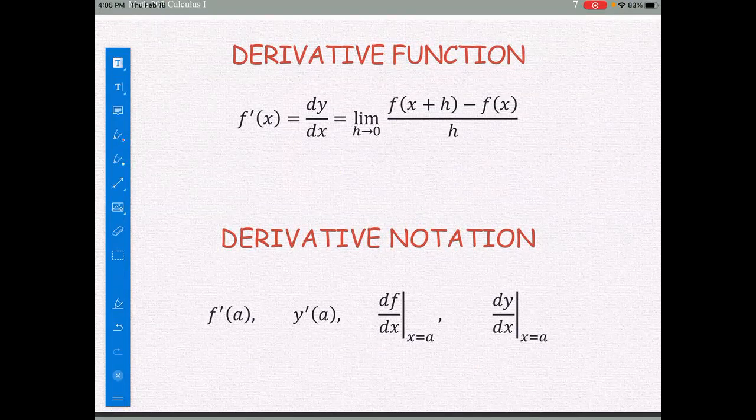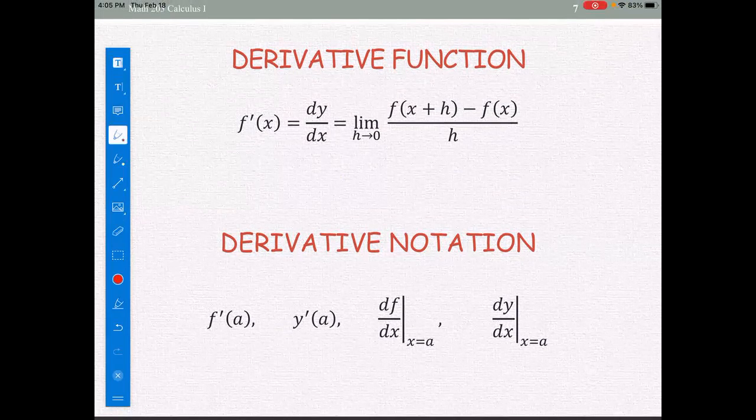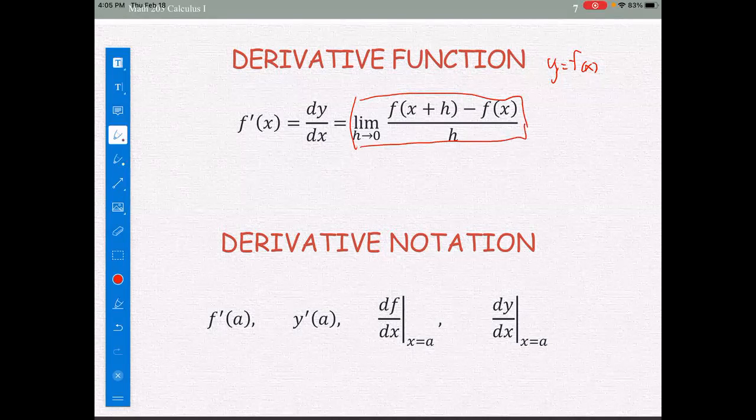The derivative is another form of the function. So the notation of the derivative of the function f of x, like y equals f of x, we use the dash or the prime to represent the derivative of the function y or the function f as f prime of x, or another notation which is dy by dx. By definition, the derivative or the slope of the tangent line is the limit of f of x plus h minus f of x divided by h.